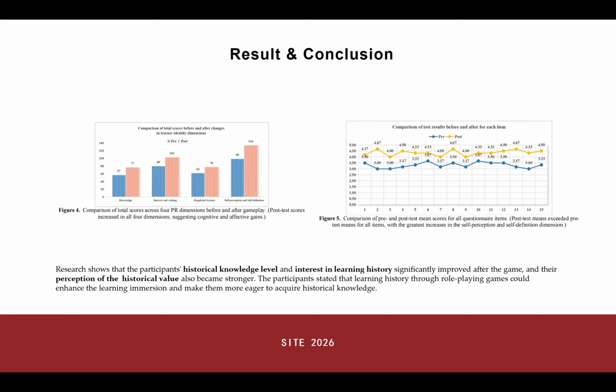For the results and conclusion, in Figure 4, we can see our results show significant improvements across all dimensions. Quantitatively, participants' historical knowledge and interest improved significantly, and qualitatively, we identified 6 key mechanisms, most notably self-concept evolution.